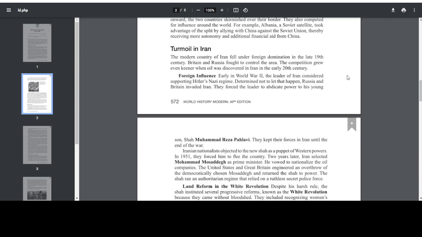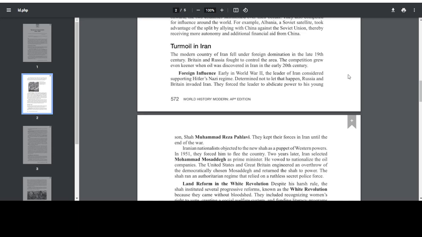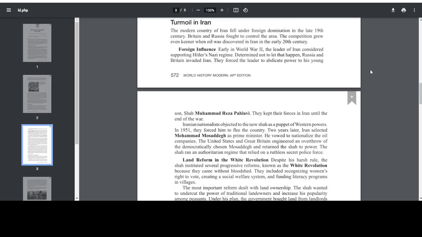Turmoil in Iran. The modern country of Iran fell under foreign domination in the late 19th century. Britain and Russia fought to control the area. The competition grew even keener when oil was discovered in Iran in the early 20th century, or 1900s.